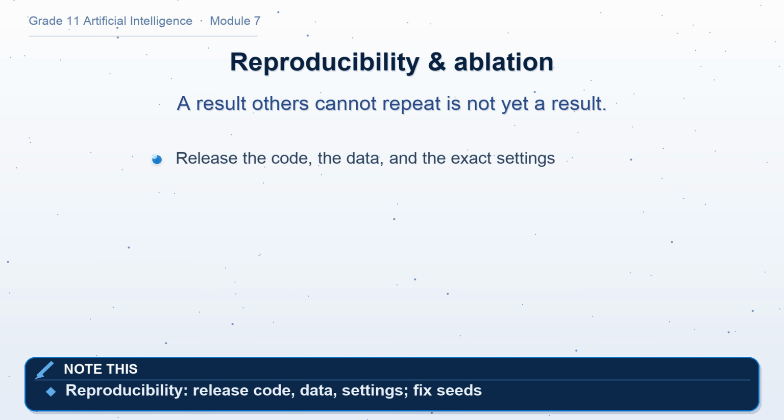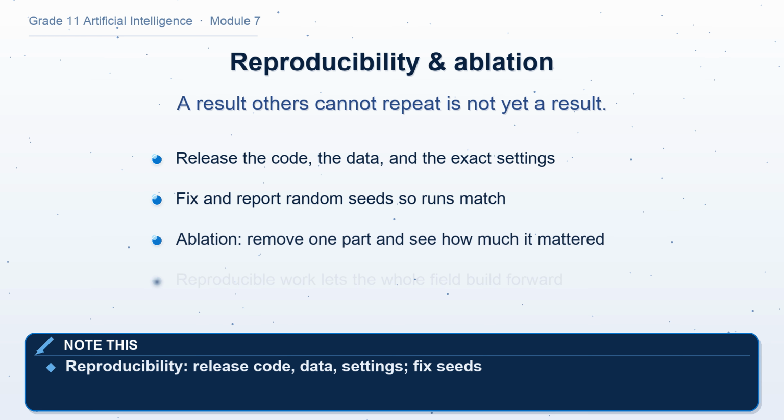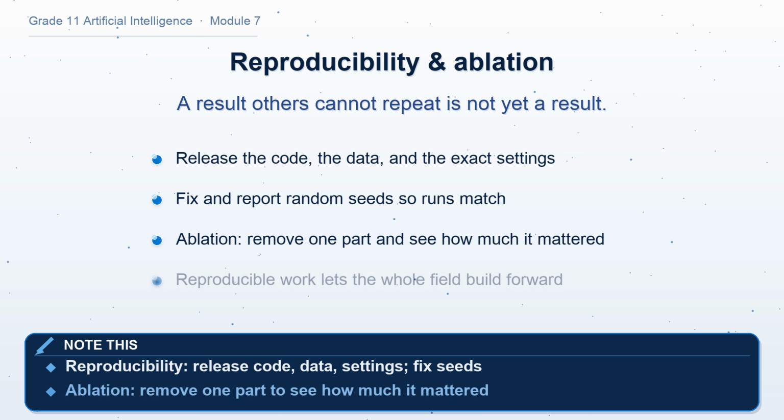Then comes a powerful technique called an ablation study. We remove one part of the system and measure how much the result drops. For example, if removing the data augmentation makes accuracy fall from 88 to 83, we have learned exactly how much that part contributed. Reproducible, well-ablated work is what lets the whole field build forward with confidence.